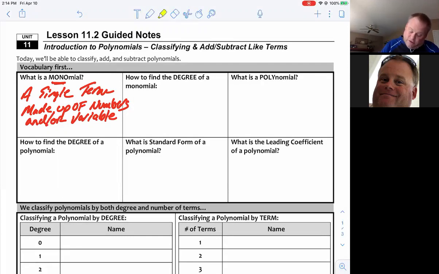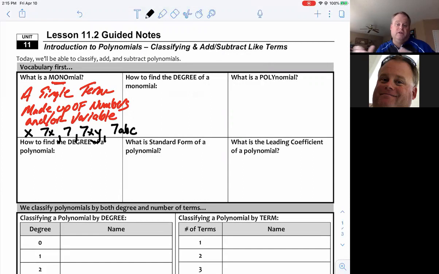Some examples of a monomial: simply the letter X would be a monomial. 7X would be a monomial. Just 7 would be a monomial. 7XY would be a monomial. And 7ABC. All of those are examples of monomials. The bottom line is it is just a single term altogether. There is no addition or subtraction, which means that's how you get more than one term, when you have addition or subtraction involved, okay?